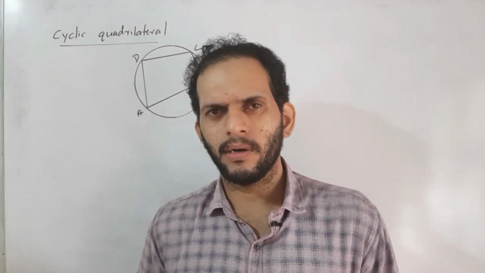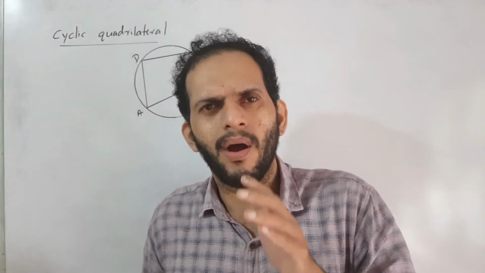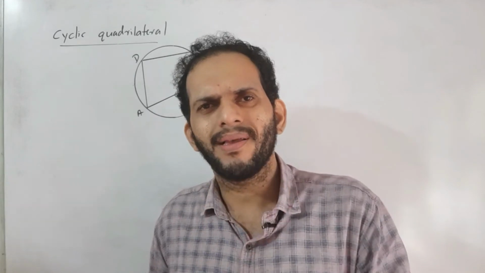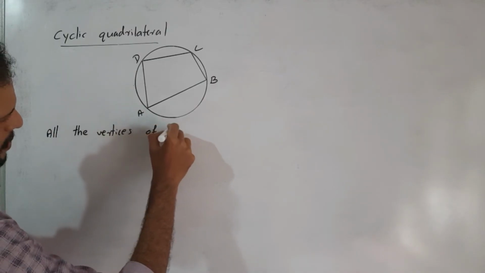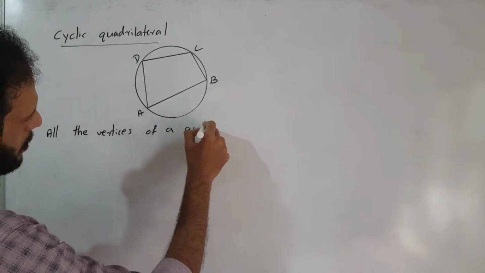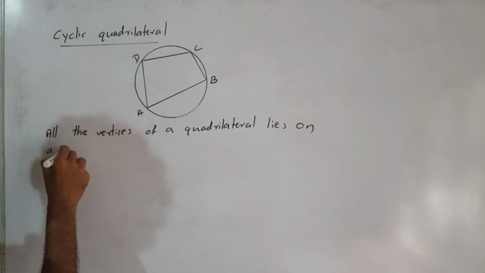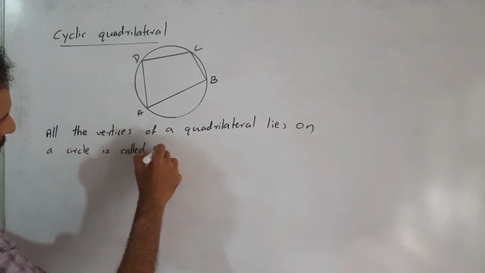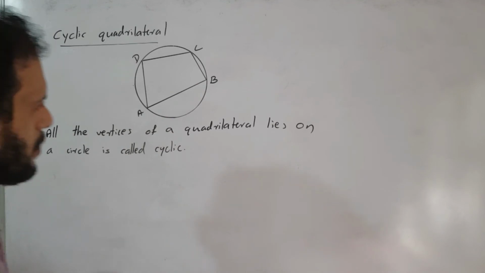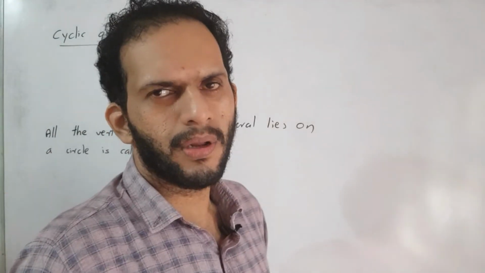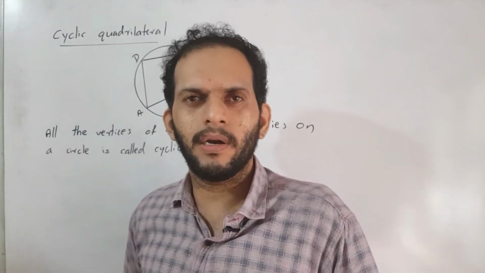Then what is a cyclic quadrilateral? All the vertices of a quadrilateral lying on a circle is called cyclic. Okay, all the vertices of a quadrilateral lie on a circle, it is called a cyclic quadrilateral.